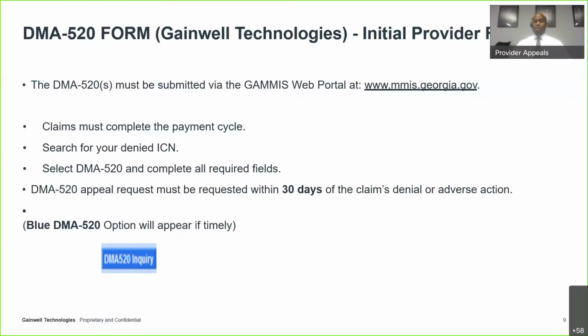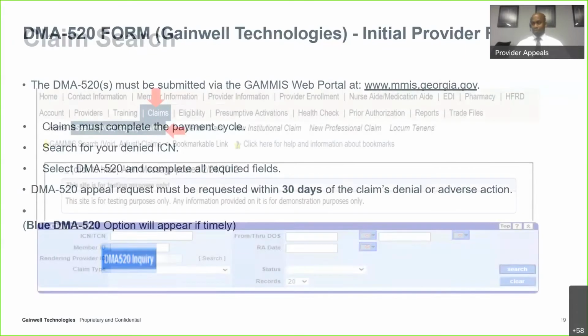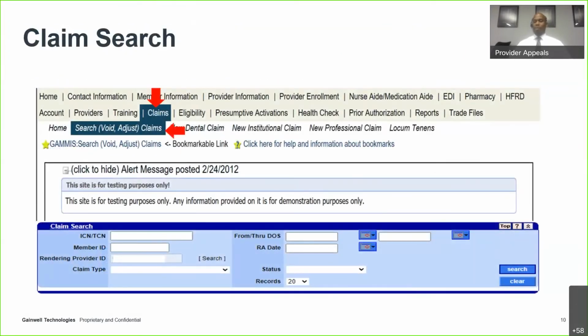And you'd always want to check your claim and see to it that the DMA 520 option is there for you, because if it's not there and is grayed out, it does not qualify for an appeal. All right, so how do you get to that DMA 520 option? You'd have to go to claims and search for your claim. If you are aware of your claim number, you'll search for your ICN number. You'll key in your ICN number and then hit search. If you're not sure what the ICN number or the claim number is, you'll enter the member ID, the from and through date, and the status of the claim, and then hit search.